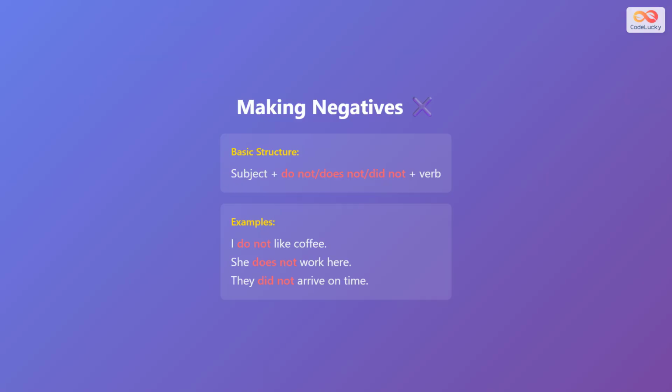Let's learn how to make negative sentences using do. The basic structure is subject, then do not or does not or did not, then the verb. For example, I do not like coffee. Here, I comes first, then do not, then like. Another example, she does not work here. She comes first, then does not, then work. One more example, they did not arrive on time. They comes first, then did not, then arrive. Notice that the main verb stays in its base form.